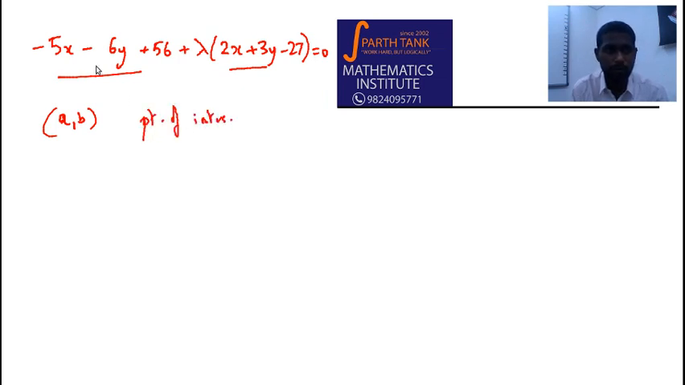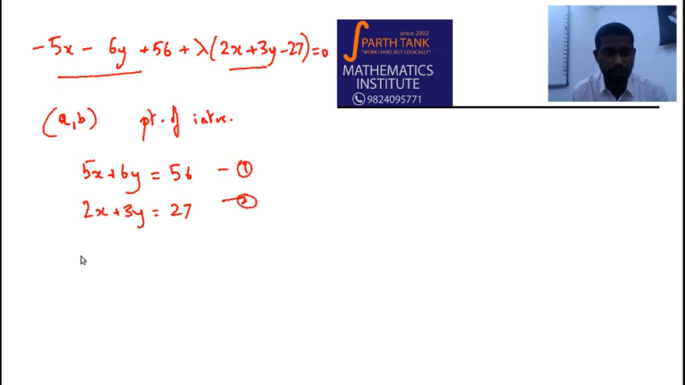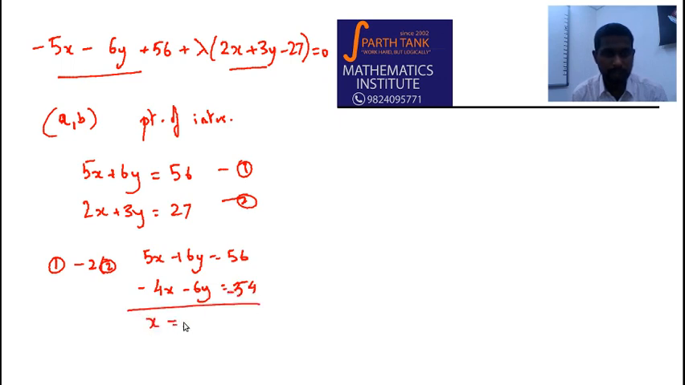So if I find the point of intersection of these two, I just have to solve the two equations: 5x plus 6y is 56 and 2x plus 3y is 27. Let us call these 1 and 2. 1 minus 2 times 2 would give me 5x plus 6y is 56 minus 4x minus 6y is 54. Therefore, it will become x is 2.